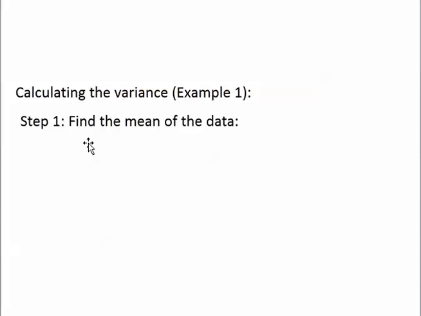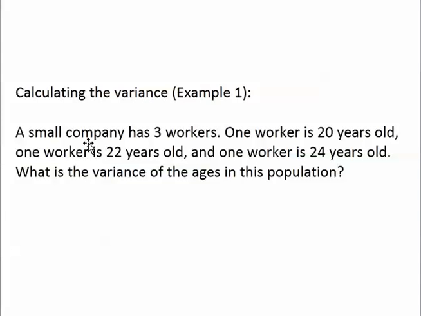And here's our first example. A company has 3 workers, and the 3 workers are 20 years old, 22 and 24 years old. And we want to find the variance of the ages of the 3 people in this population. We have to realize that it's an entire population, because the entire company only has 3 workers.